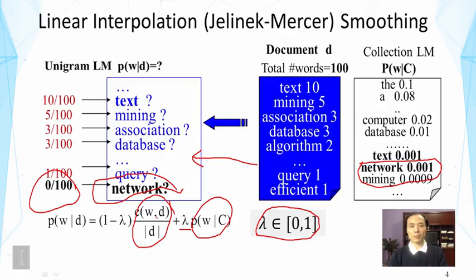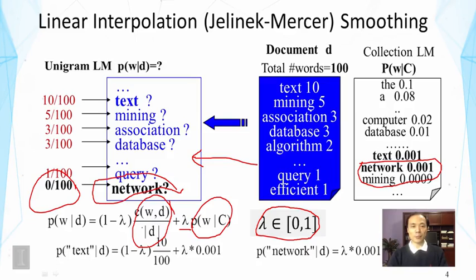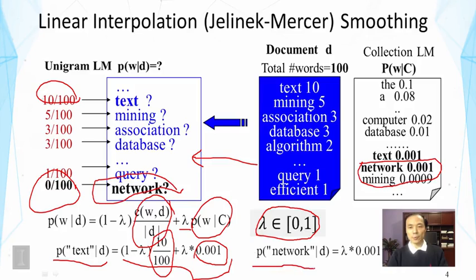So let's see how it works for some of the words here. For example, if we compute the smoothed probability for text, now the maximum likelihood estimate gives us 10 over 100, and that's going to be here. But the collection probability is this. So we just combine them together with this simple formula. We can also see the word network, which used to have a 0 probability, now is getting a non-zero probability of this value. And that's because the count is going to be 0 for network here, but this part is non-zero. And that's basically how this method works.